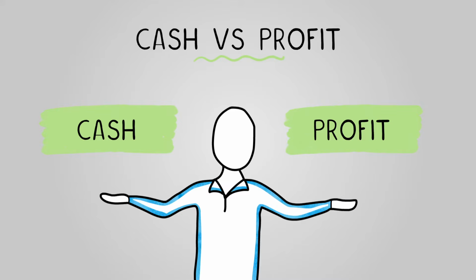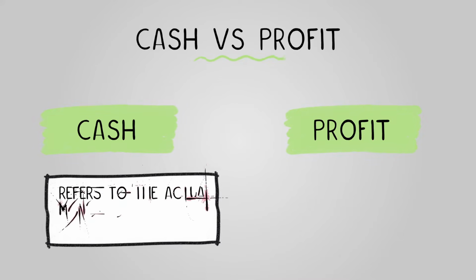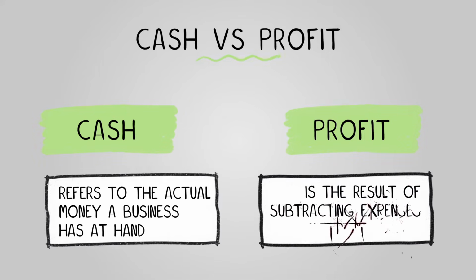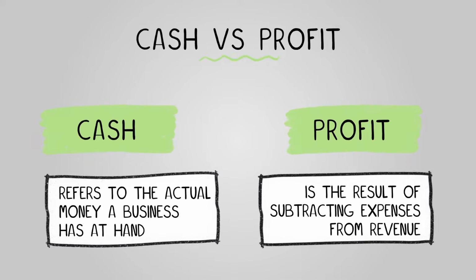While they might sound alike, cash and profit are distinct. Cash refers to the actual money a business has at hand. It's what's in your bank account or physically in your till or safe, used to pay for operational needs like bills and taxes. Profit, on the other hand, is the result of subtracting expenses from revenue.